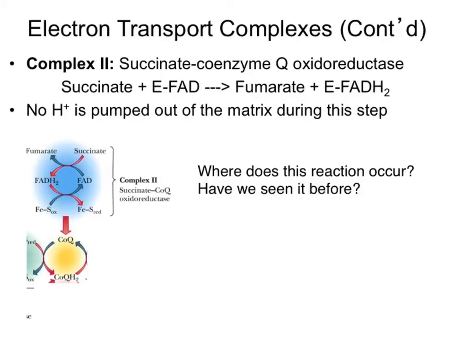Next one, complex 2, succinate coenzyme Q oxidoreductase. It's another fantastic name. What's happening in this case? We're taking succinate and we turn it into fumarate, and at the same time we produce FADH2. We've seen this before. There was an enzyme that did this. It was in the Krebs cycle, and we called it succinate dehydrogenase. I think that's what it is.